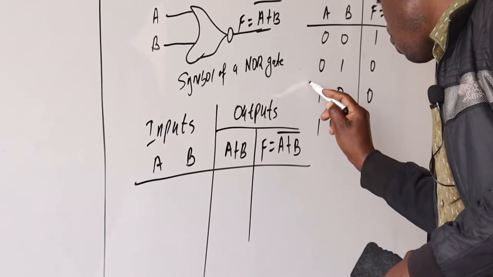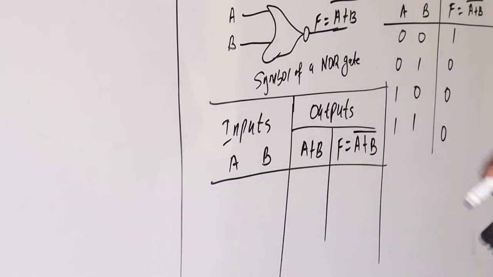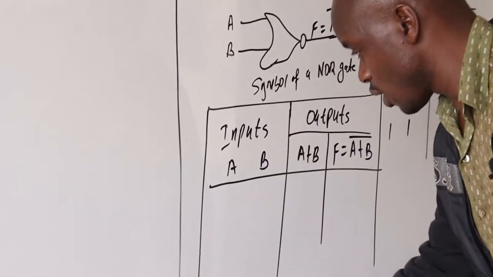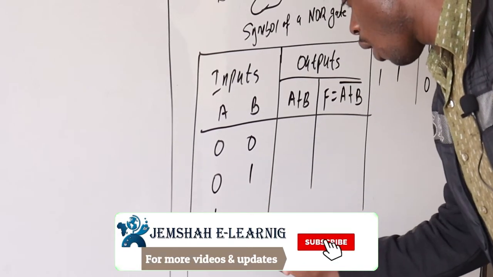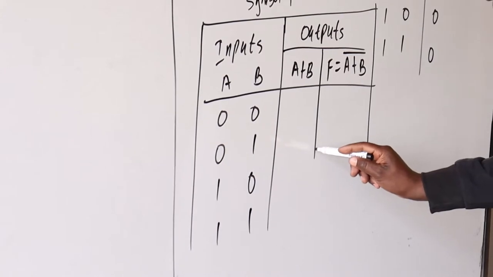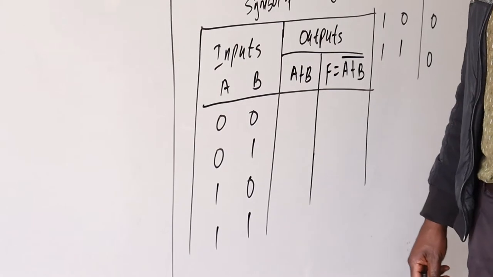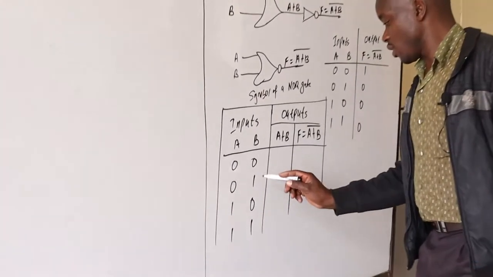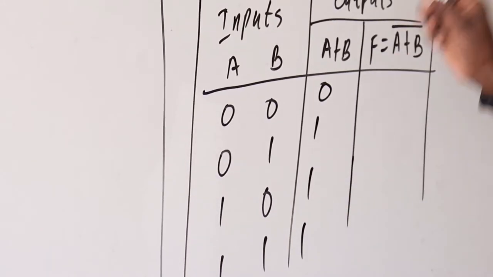I've done this so that at least people will see that in this gate, it is the output of an OR gate inverted. So here now, we have 0, 0, 0, 1, 1, 0, and 1, 1. So what will happen to this OR gate? Now, OR gate, we agreed that it will give us an output when all inputs are present or any of them. Because here there is none, the OR gate output is 0, and here it will be 1, 1, 1. This is an OR gate.